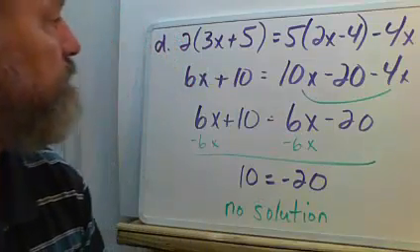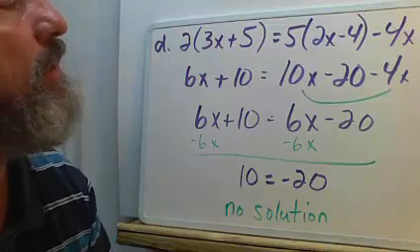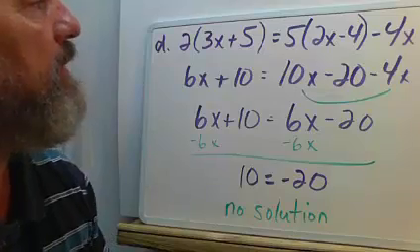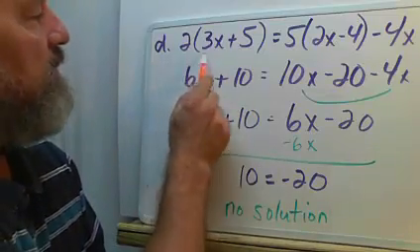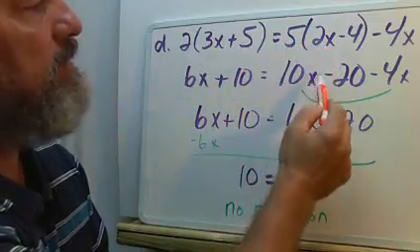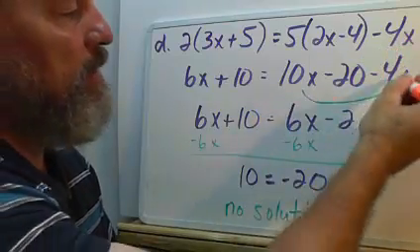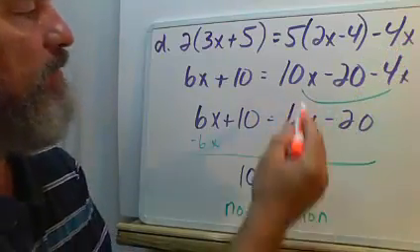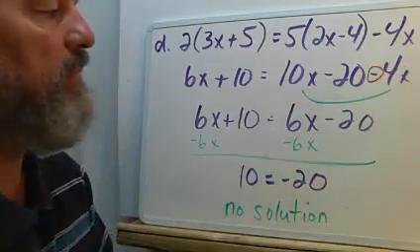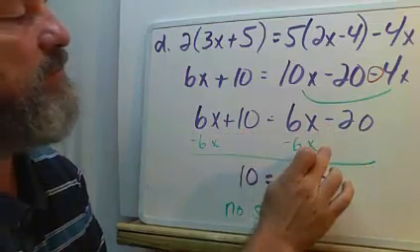On to letter D. We have 2 times the quantity 3x plus 5 equals 5 times the quantity 2x minus 4, and then subtract 4x from that. We distribute. We have 6x plus 10 equals 10x minus 20 minus the 4x. Combine our like terms of x's, and 10x minus 4x is 6x. Don't forget that this sign goes with the 4x. Now we have 6x plus 10 equals 6x minus 20.